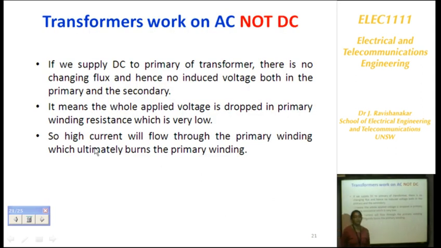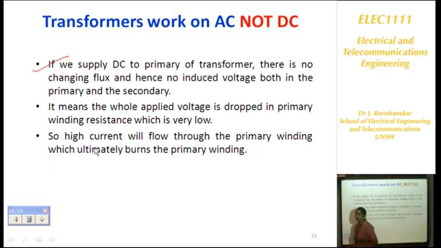So what happens if you supply a DC to a transformer? Now, we could as well say that it will not work, but more than not working, it will harm the transformer, or the equipment will fail basically. What happens here? So when you supply a DC to the transformer, what happens?